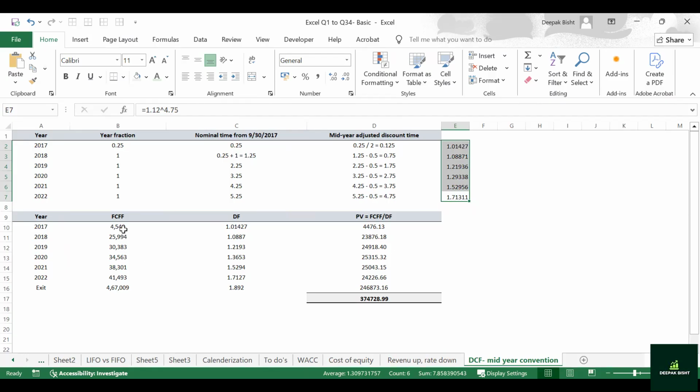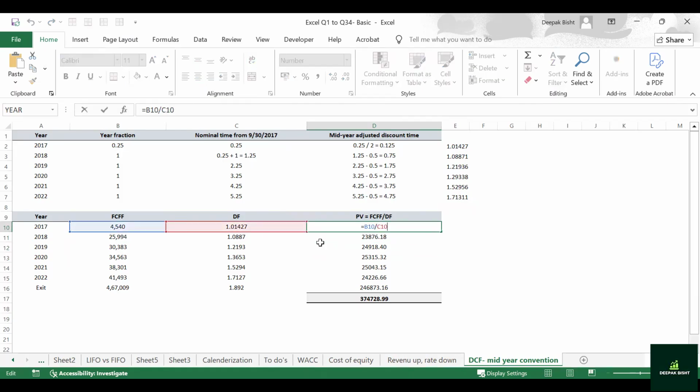So I will discount free cash flow with my discounting factor. I will discount each year's cash flow with the discounting factor for that year. So here I have calculated it: I have divided free cash flow by the discounting factor. If you can see the formula here.